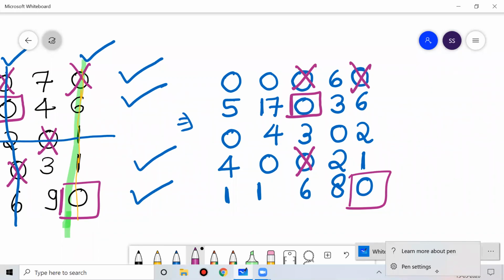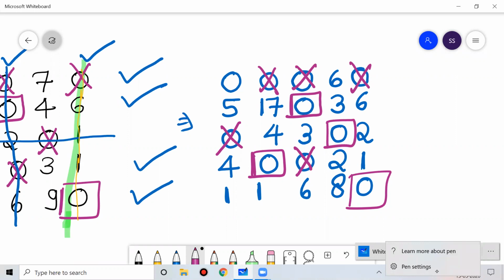First column, nothing can be done. Second column, nothing. Third column, nothing. Fourth column, 1 0, so do allocation. Fifth column, nothing can be done. First row, nothing can be done. Second, third. Now fourth, you can do 1 allocation. You can cancel this. Okay.